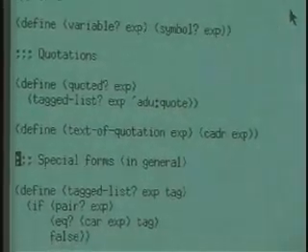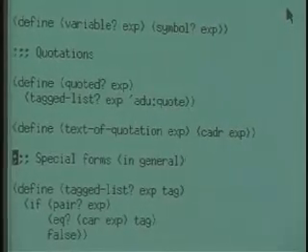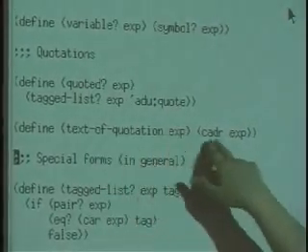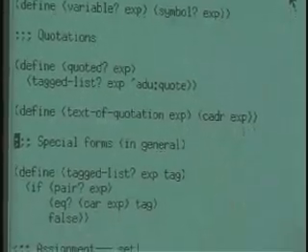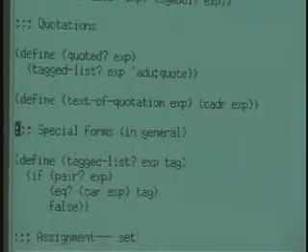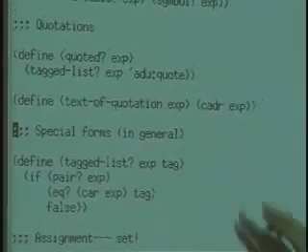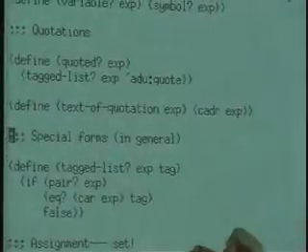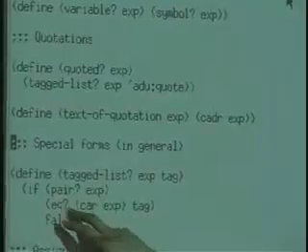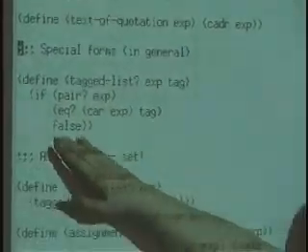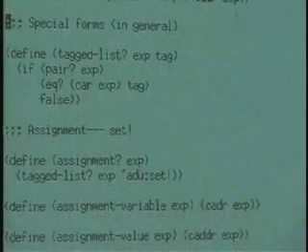This is where we could change the syntax of our language. Then the text of the quotation is the cadr. We could do weird things where we created all sorts of extra list structure or weird ways of doing quotes. We could put an extra word in there, just change our selector, change the syntax. And it says what tagged list does: it checks if we've got a pair. If it is, we take the car of it. Otherwise, we return false, because if we don't have a pair, it can't be a tagged list.